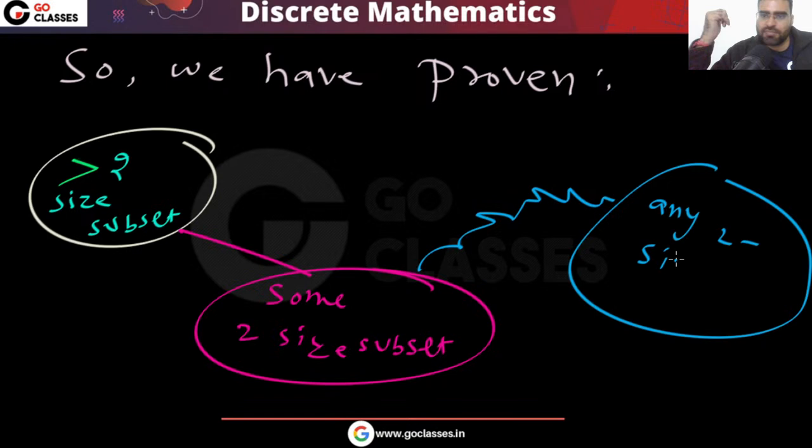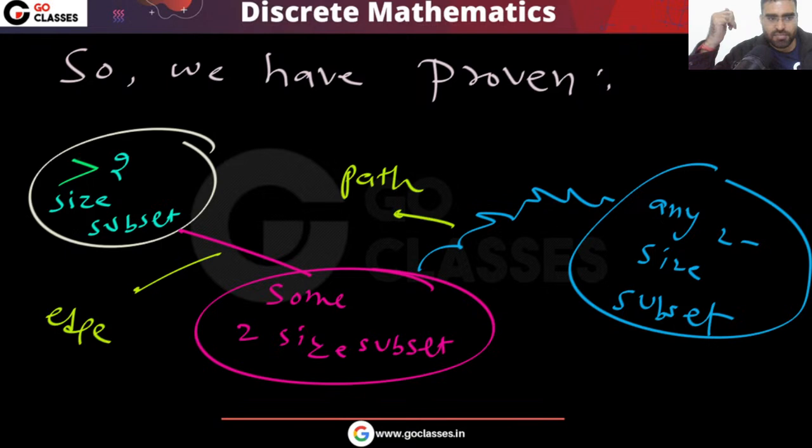So did you notice that? Here there is an edge and here there is a path. That's it. This is another proof, another variation. This is very simple, but did you understand? Did you find this proof nice? What is happening here?